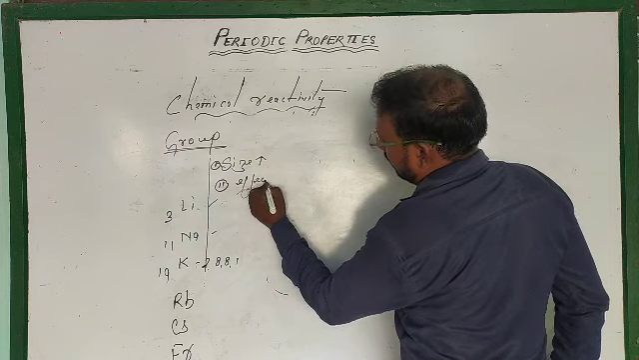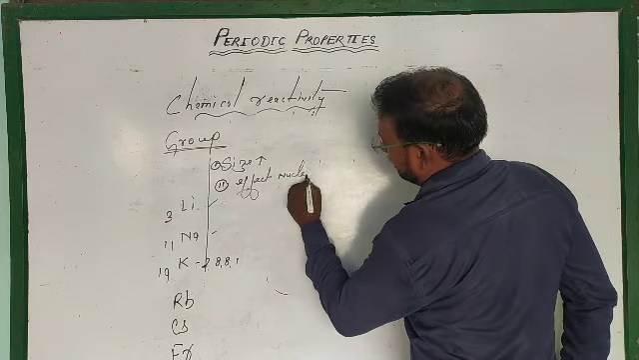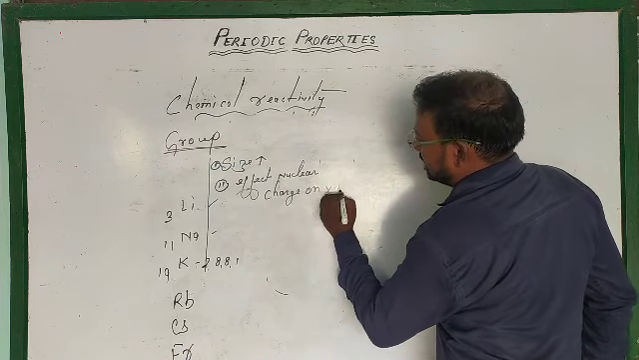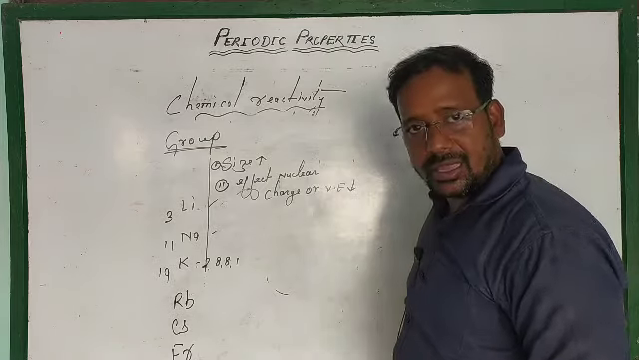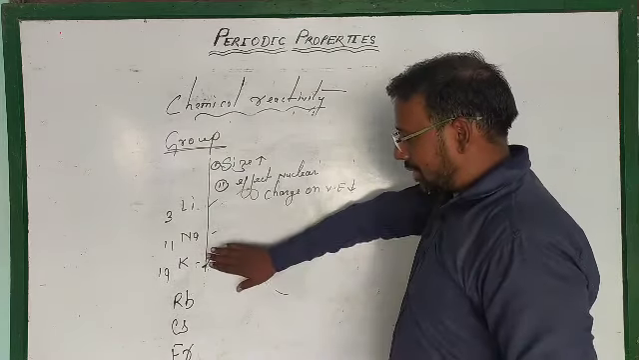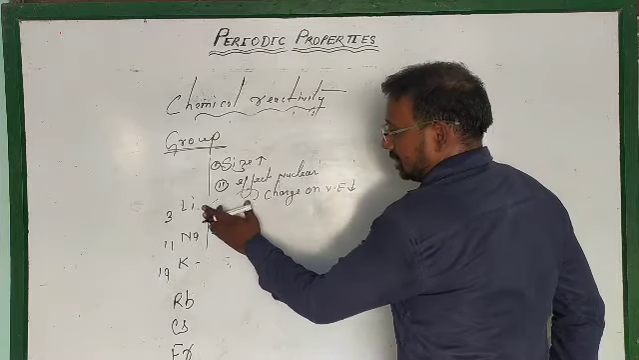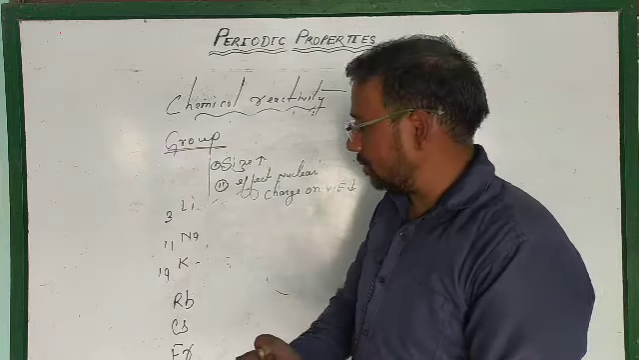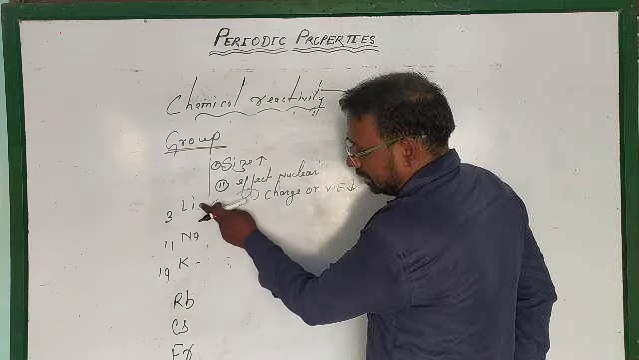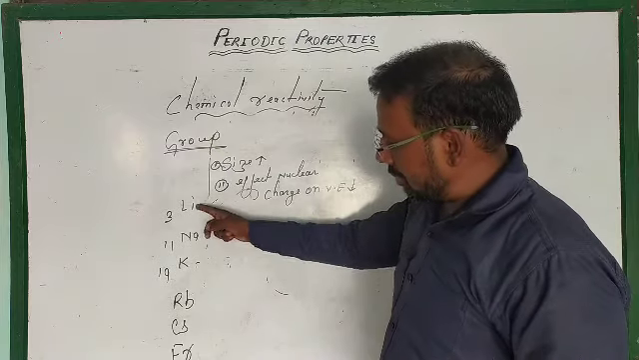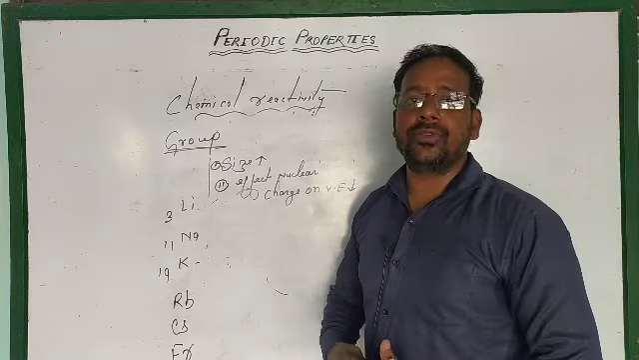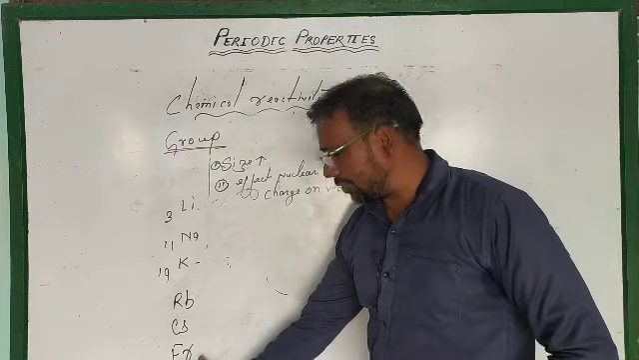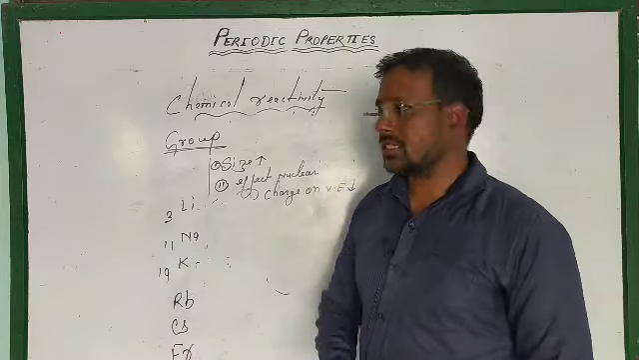Effect of nuclear charge on valence electron will decrease, and tendency to lose electron means which one can lose electron with less effort. Suppose we compare lithium and francium: which element can lose electron with very less effort, easily? Simply you can say francium, because it is bigger in size.